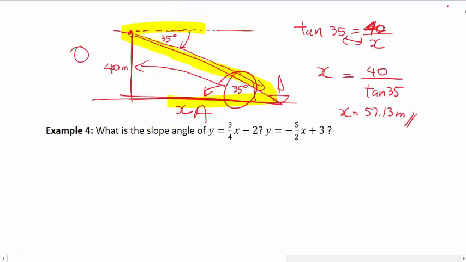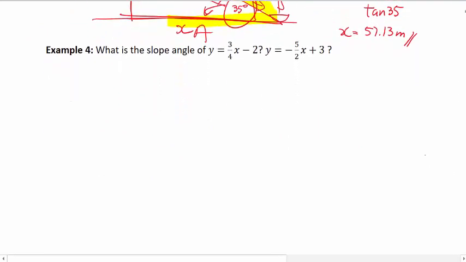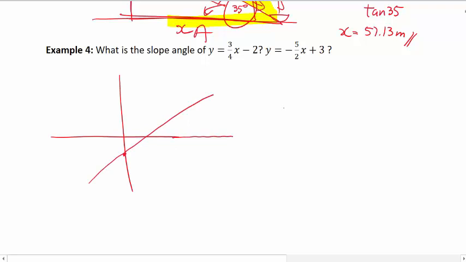Alright, so here's example number 4, and you have to make use of these slope angles here. What you want to do is sketch your lines. So start at negative 2, and then it's a positive slope, so it's something like this. Now, let's think about it. It says that the slope is 3 over 4. What does that mean? Well, if I draw a slope triangle, a rate triangle, that means it's 3 over 4. So your rise is 3 and your run is 4.